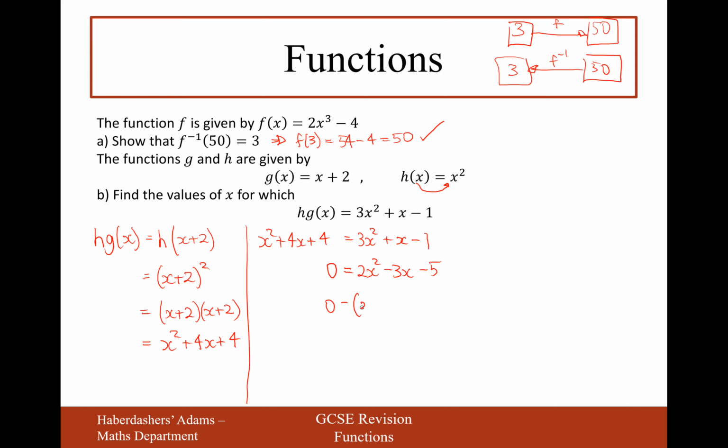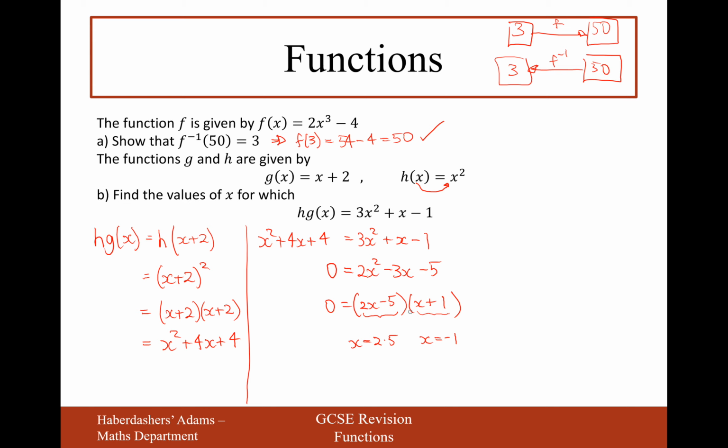Let's see if we can now solve this by factorising rather than having to use our quadratic formula. I think if I have 2x minus 5 here and plus 1 here, then x can equal 2.5. Or x can equal minus 1. So I've solved it by factorising here. This is what it would be.